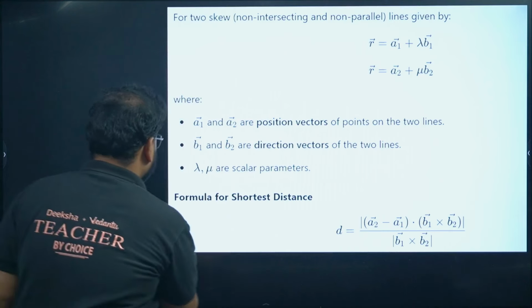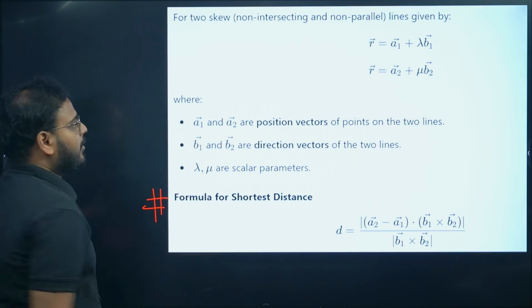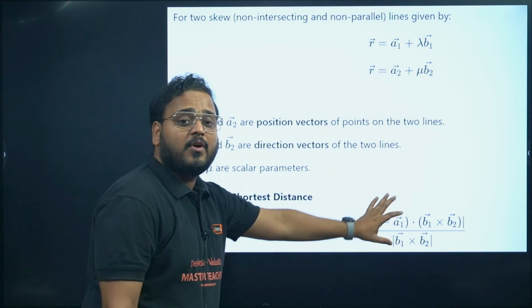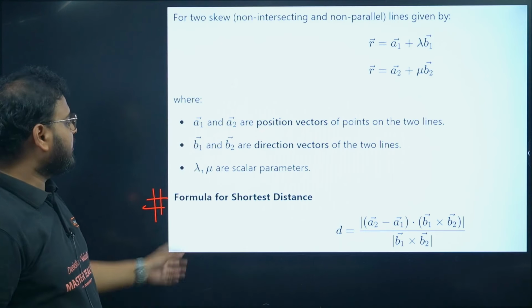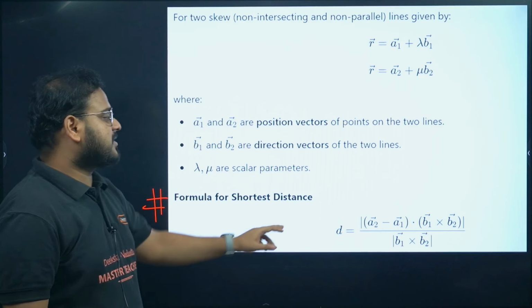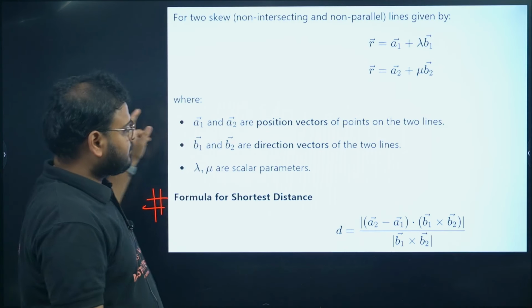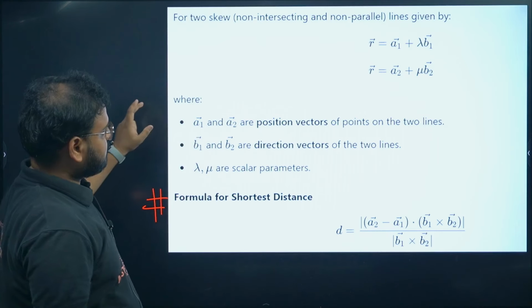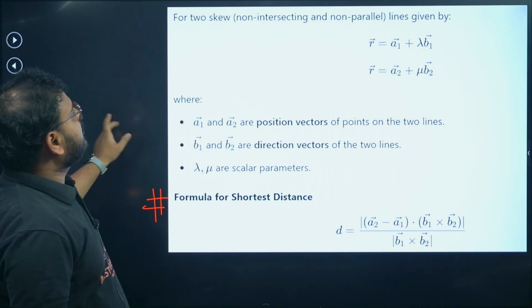This is very important. This is very, very important. This is the highlight of this particular slide. Distance between two vectors, the formula of shortest distance. Vectors are given as a1, b1. Alright, highlight over here.